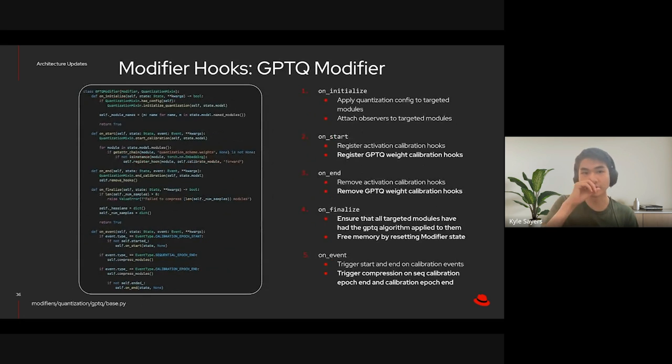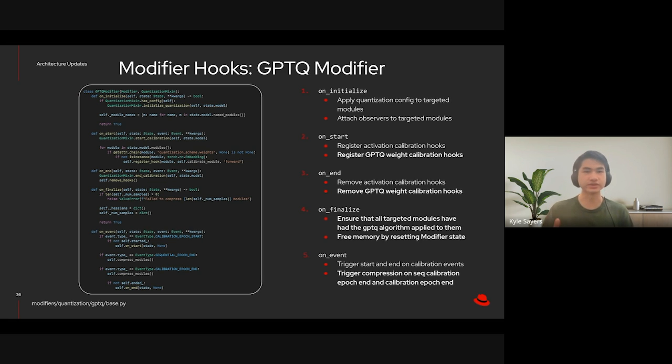Yeah. And so now that you understand the quantization modifier, GPTQ is very similar. It just implements a couple more hooks. For example, it registers a custom hook called the GPTQ hook, which takes in the activations and then uses them to update the Hessian for the Hessian calculation of the GPTQ algorithm. And then on end, and also on sequential calibration epoch end, it actually does the optimization or compression of the modules using that Hessian that was calculated using the hooks.